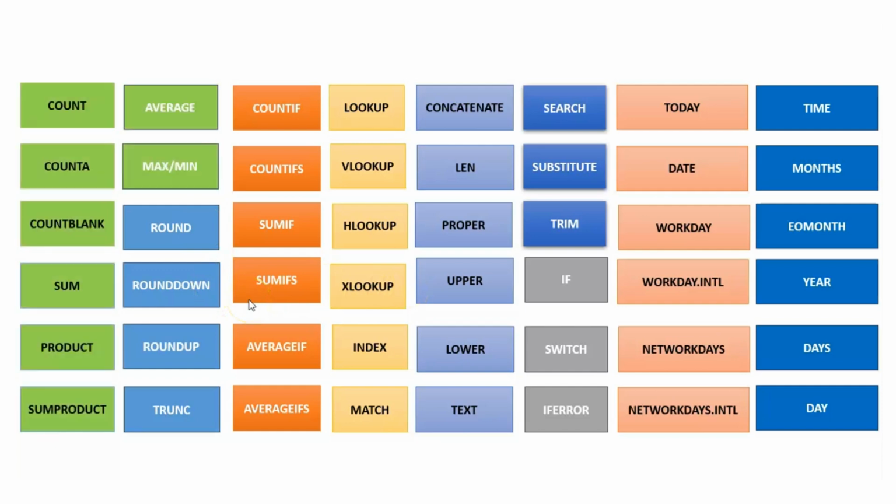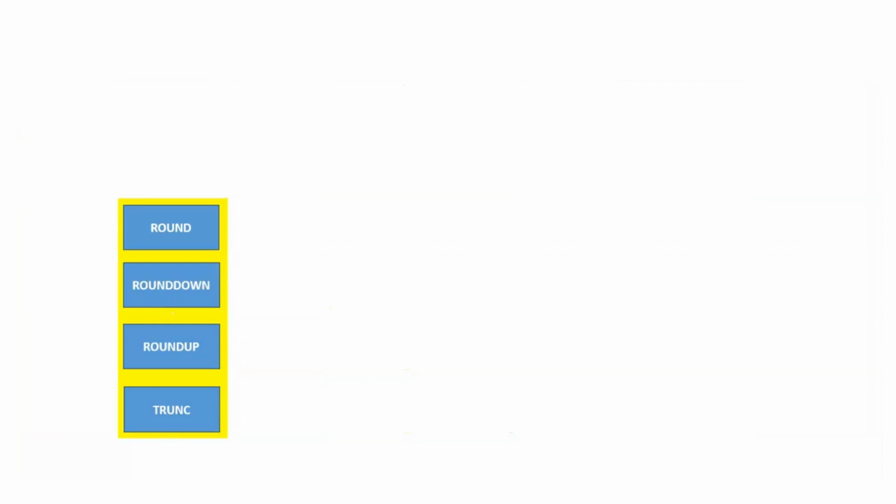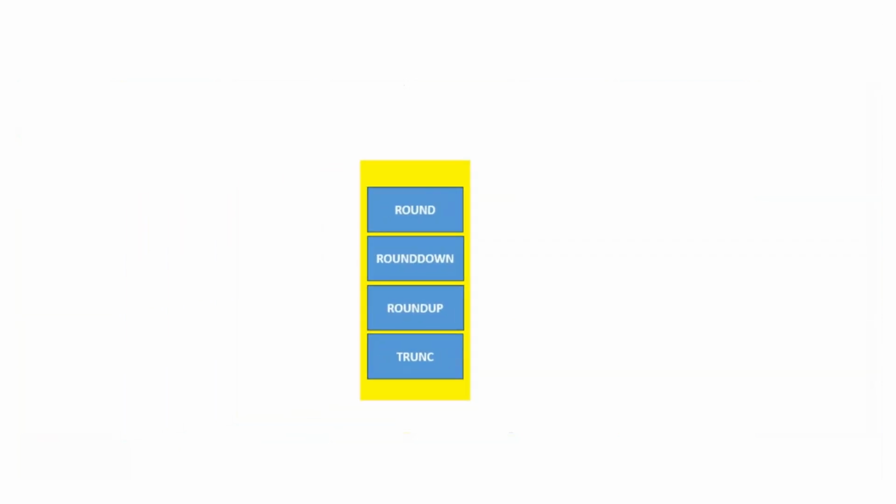The green colored functions such as count, count A, sum product, average and max and min are already covered as part of our earlier sessions. In this session, we will learn about round, round up, round down and trunc function. So let us focus on these four functions for this session.